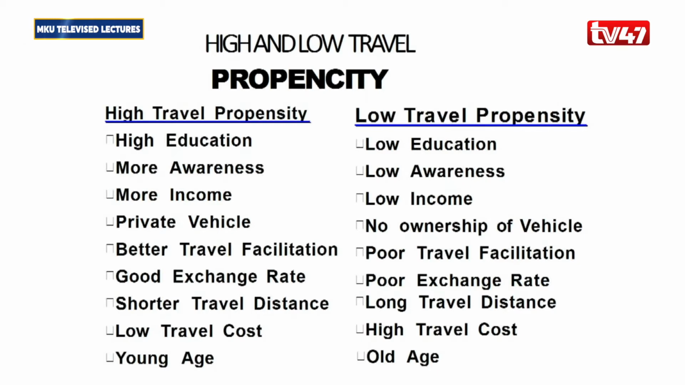Then those who have low travel propensity are characterized by low education, low awareness, low income, more often than not no ownership of vehicles, poor travel facilitation, a poor exchange rate, long travel distances, and high travel costs. All those will make a population have a low number of trips.